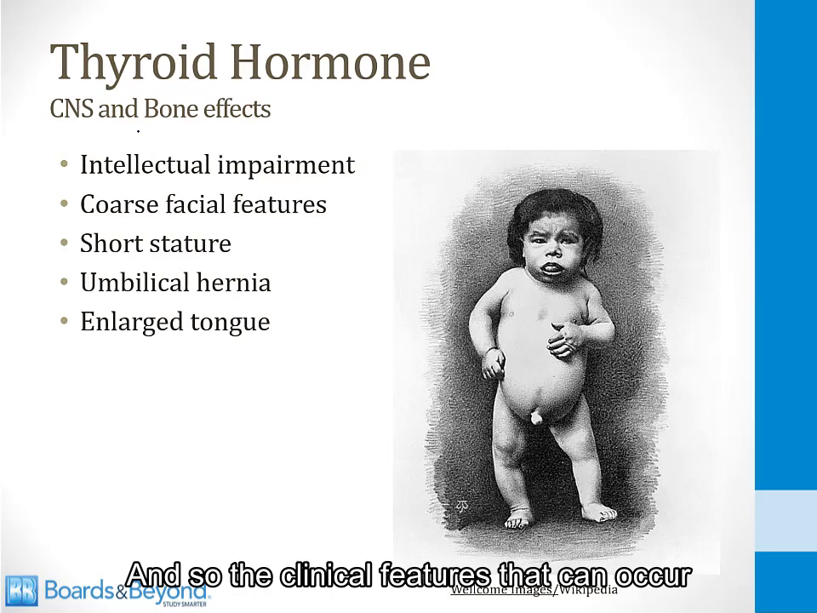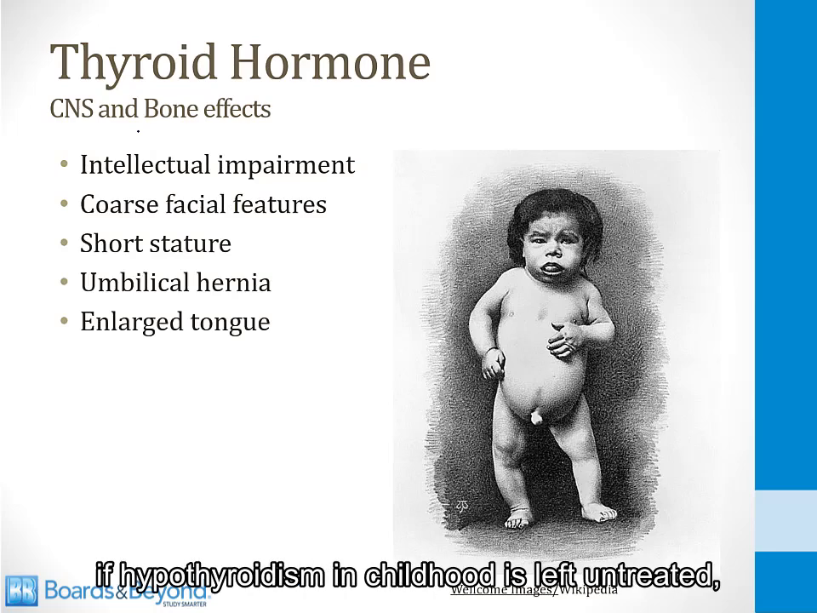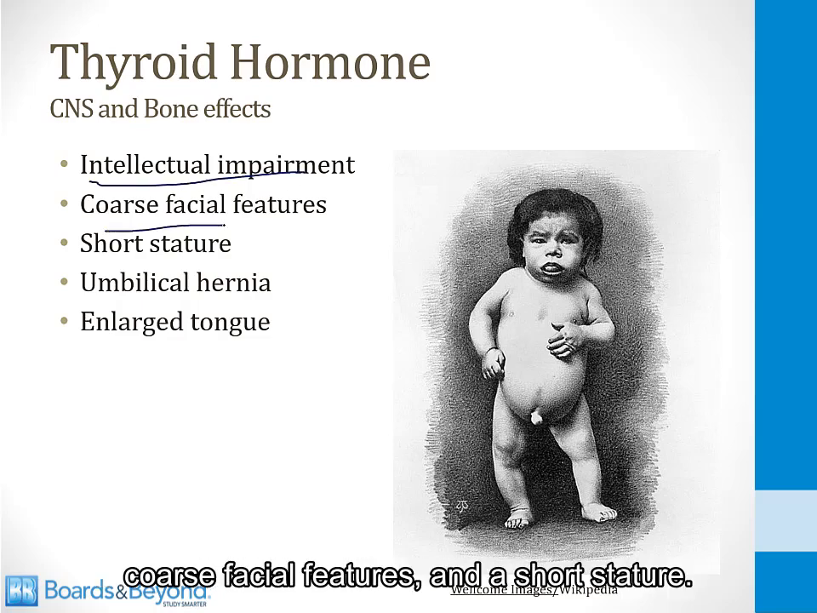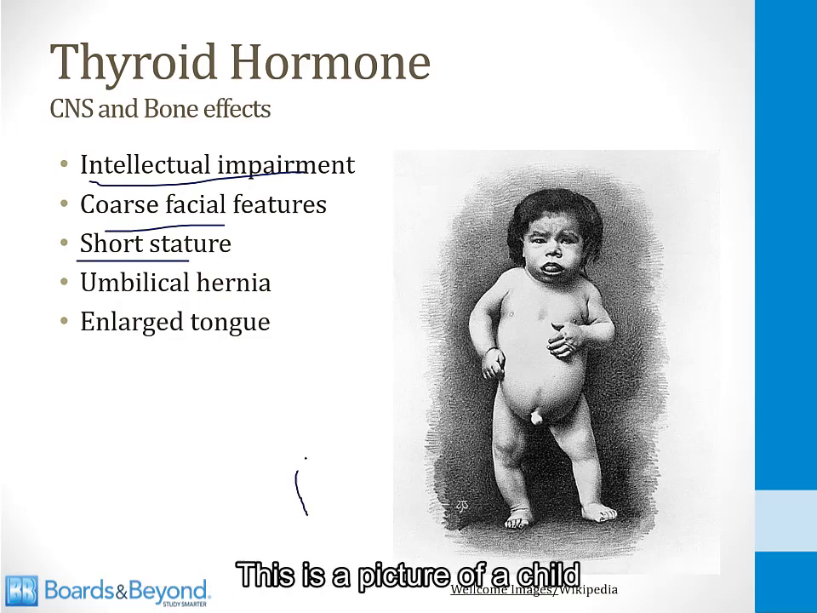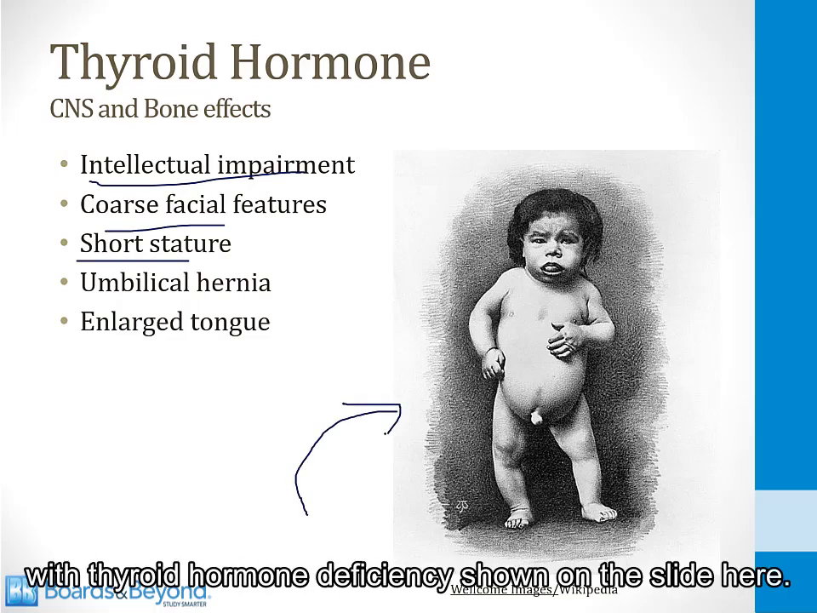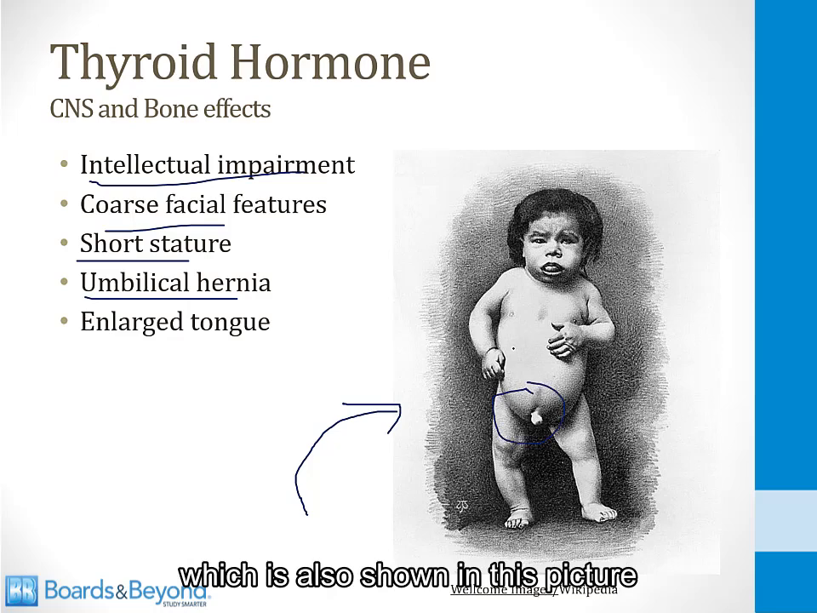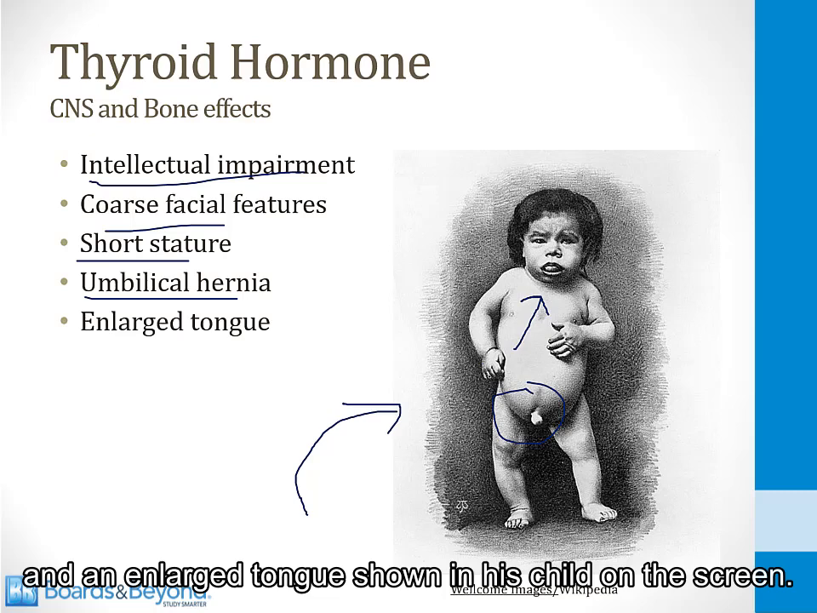And so the clinical features that can occur if hypothyroidism in childhood is left untreated include intellectual impairment, coarse facial features, and a short stature. This is a picture of a child with thyroid hormone deficiency shown on the slide here. Another classic finding is an umbilical hernia, which is also shown in this picture, and an enlarged tongue shown in this child on the screen.